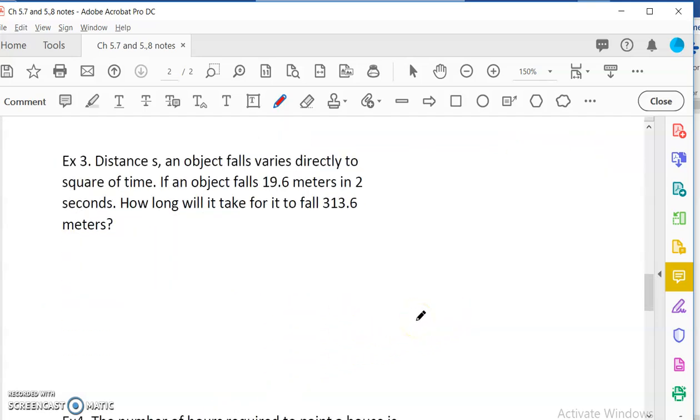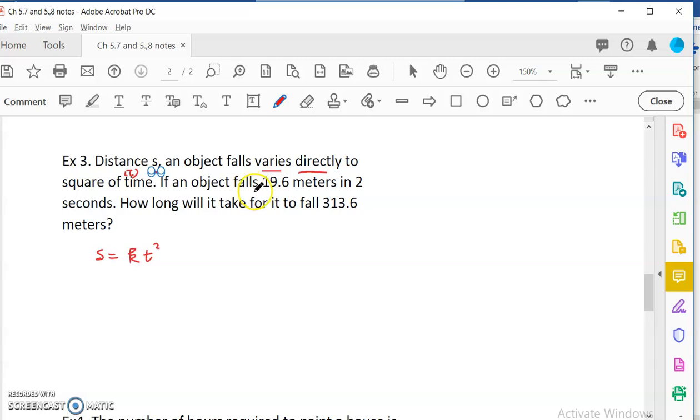So we have two more problems to go over. The first is a problem about distance. So look at the first sentence. The distance fallen, I think in meters, varies directly with the square of time, t. So we should just give it a name, s for distance, and t. So we would say s varies directly with the square of time. So that's what we do.